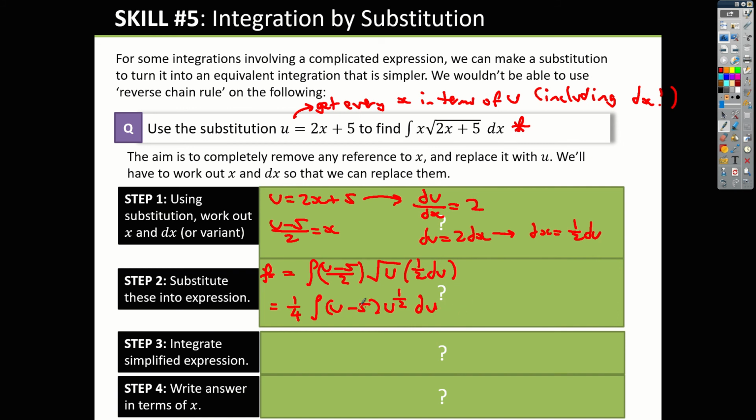Now the next step is to integrate my new simplified function, but I'm integrating with respect to that new variable u, treating u as if you were treating x previously. The quarter is going to be at the front, and then I'm going to integrate, but I can't integrate until I've expanded this bracket. So this is u to the 3 halves minus 5 u to the half. Remember, powers add, so when you times these together, it's 1 plus 1 half, which makes 3 halves.